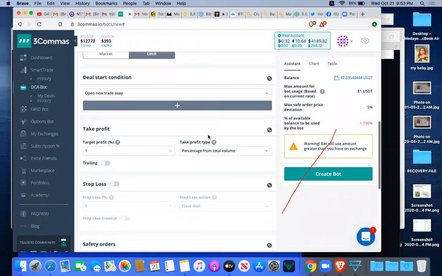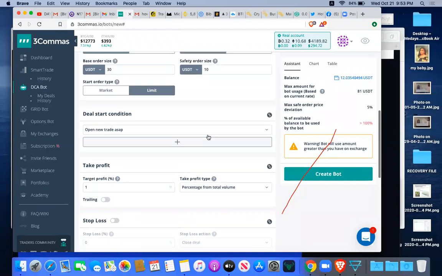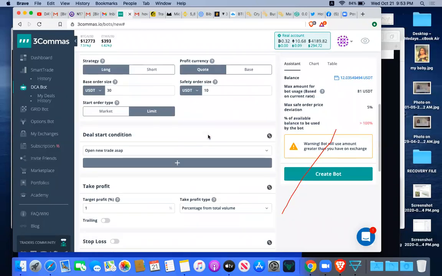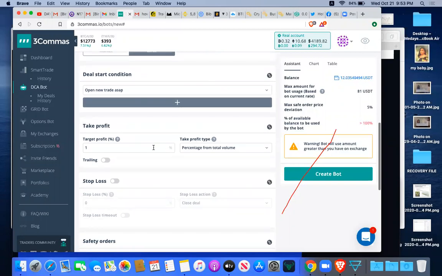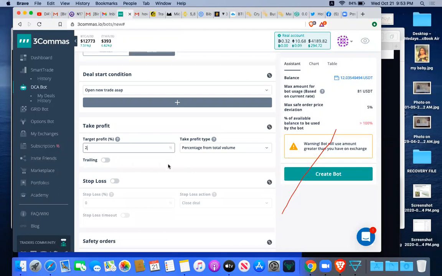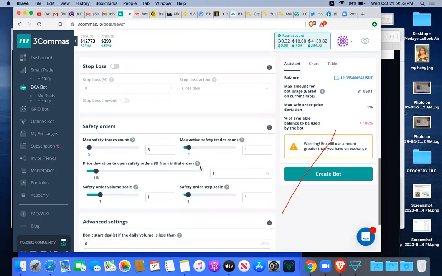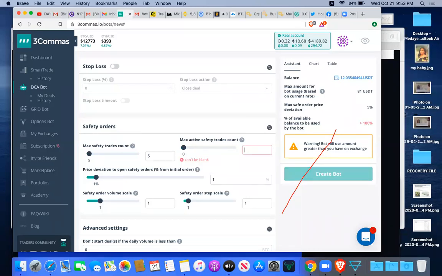How many times of my order do I want to pick? At what price? Every time the market goes up 2%, take profit for me. Maximum trade count: just do the trade like 5 times. Now the maximum safety count, 5 times or maybe 7 times.